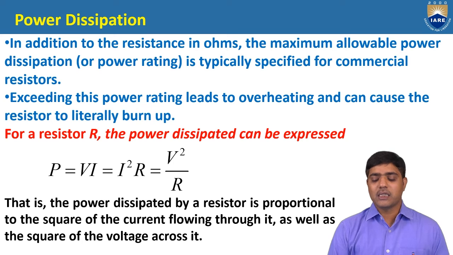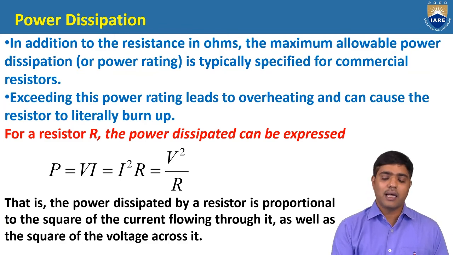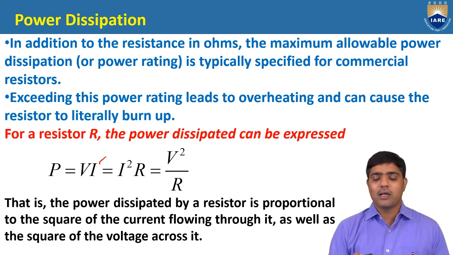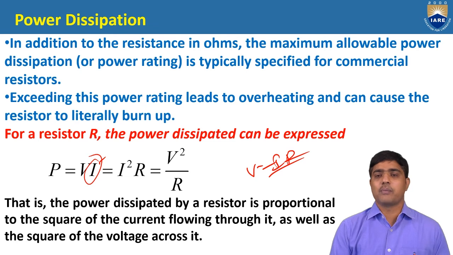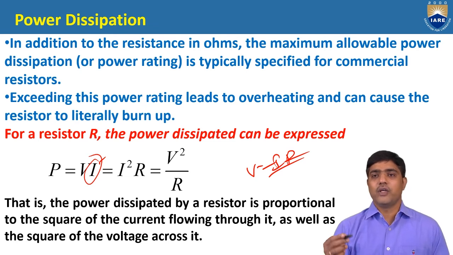For a resistor, the power dissipation can be expressed by the relation P equal to V into I, where V is the voltage and I is the current. Utilizing Ohm's law, as you know V equal to IR, if you substitute this relation, you get I square into R. Also, if you have the relation I equal to V by R and substitute it here, you get the power dissipation P equal to V square by R.